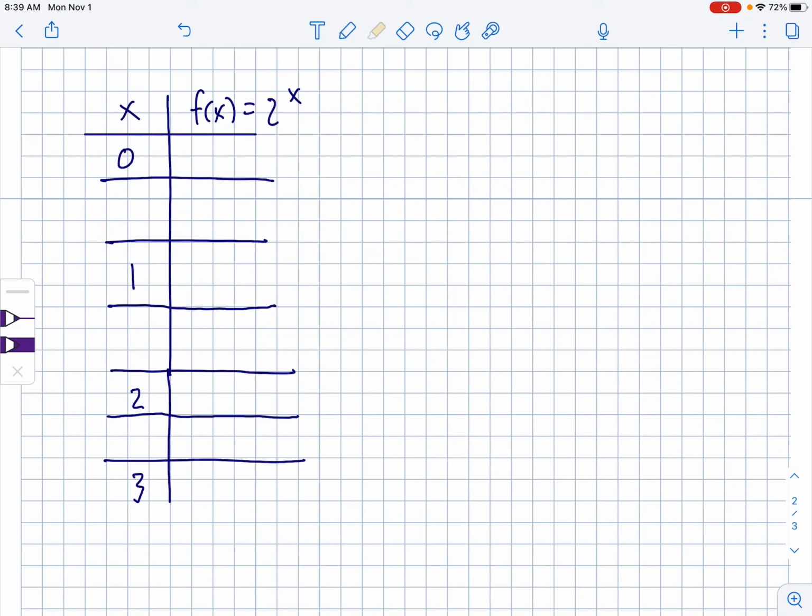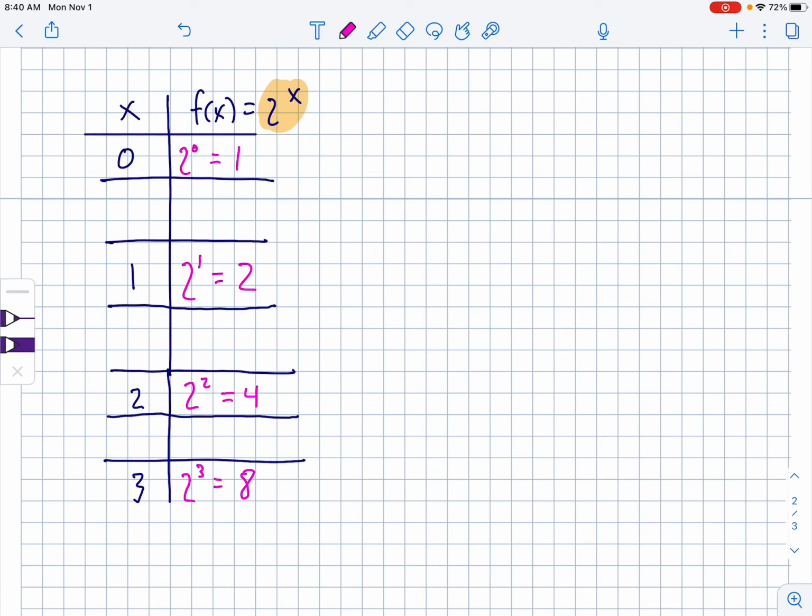Now, let's take a look at this exponential table. So we have 2 to the x. Remember, if you put a 2 to the 0, that is 1. Now I'm going to jump to the next one, which is 2 to the 1, which is 2. Remember, anything to the 1 power is just itself. Then 2 squared is 4, and 2 cubed is 8.